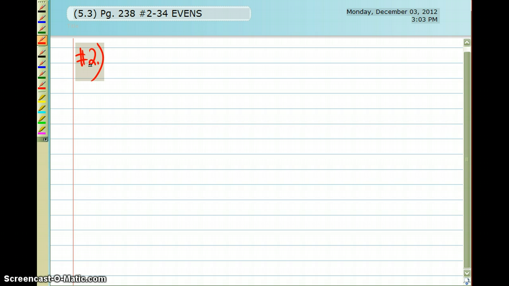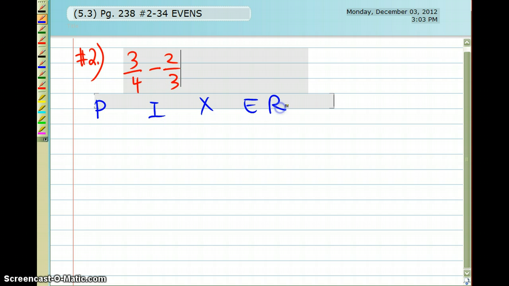Number 2, I'm taking 3/4, subtracting it with 2/3. Now, the strategy that I taught you in class is called PIXER. So I will show that to you in the video today. If you choose to use the strategy, please do it. There are some students that I talk to individually that you have to be doing the strategy.